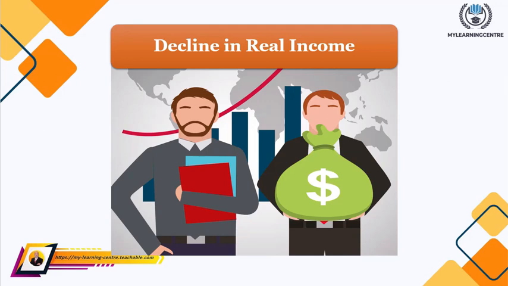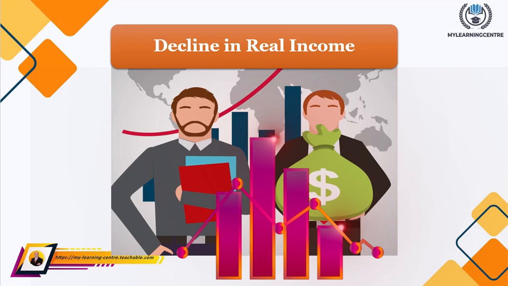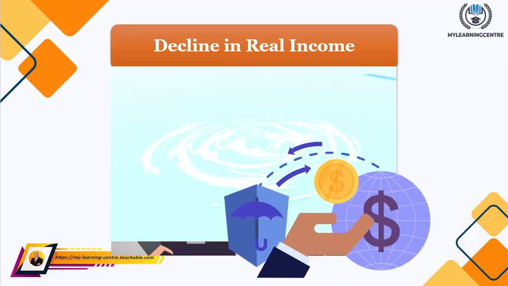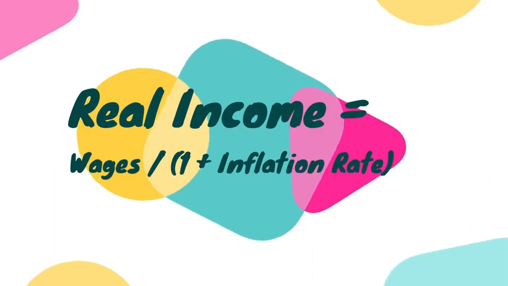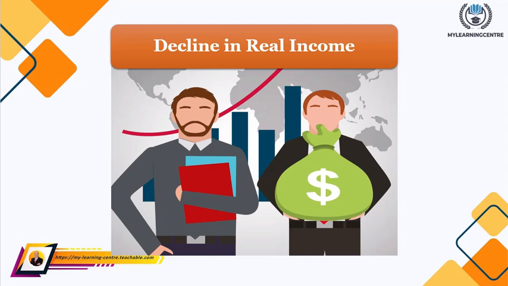Let us take a look at decline in real income. It is not a secret that recession can have a devastating effect on people's finances. One of the most serious impacts of a recession is the decline in real income, which can have a ripple effect on the entire economy. In this module, we will explore how a decline in real income affects individuals and the economy during a recession, and what can be done to help. So what exactly is real income? Real income is the amount of money that a person has after adjusting for inflation. In other words, it is the amount of money that a person can actually spend on goods and services.